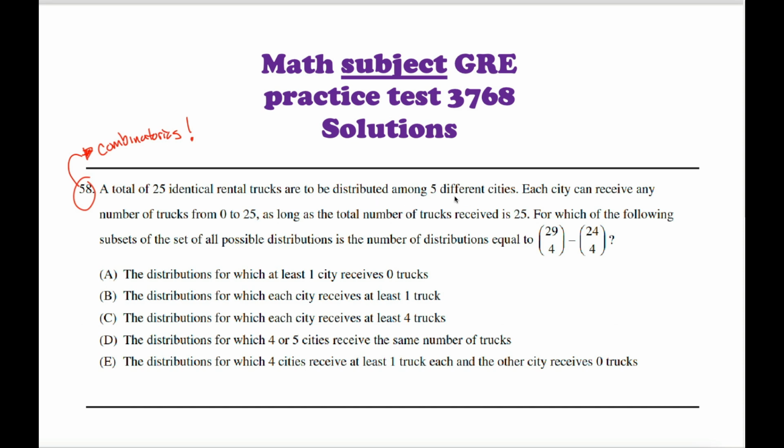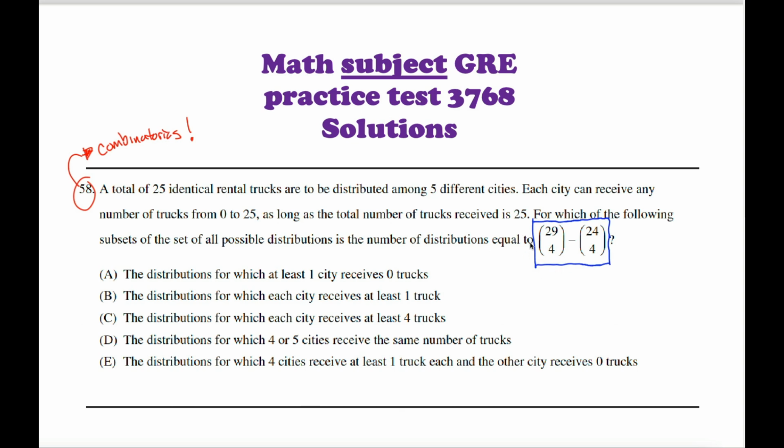So the idea in this problem is that we have 25 identical rental trucks, and we're going to distribute them among 5 different cities. We have to give out all 25 trucks, so any city can have anywhere from 0 to 25 trucks, as long as the total number of trucks received is 25. And what I'm asked is, for which of the following subsets of the set of all possible distributions is the number of distributions equal to this expression?